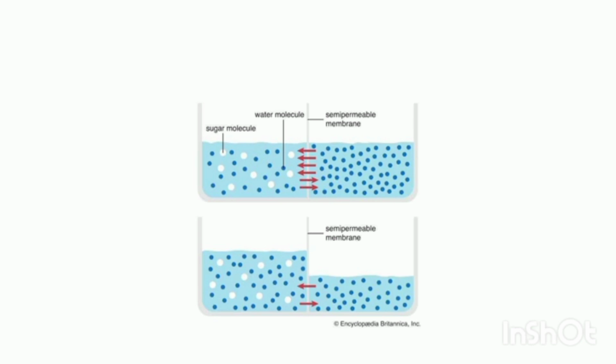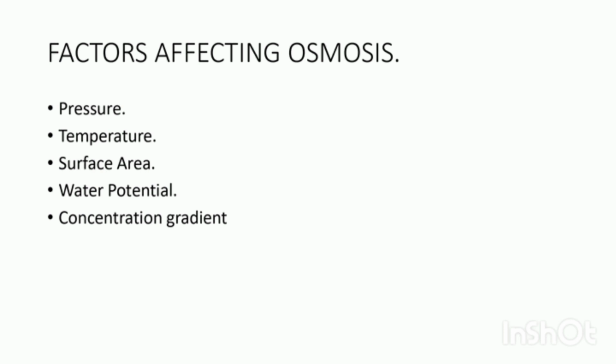That is the diagram illustrating osmosis. These are the factors. And there is surface area and water potential too. When the surface area is large, the rate of osmosis will also be large. The reading assignment will be on water potential: how does water potential affect osmosis?